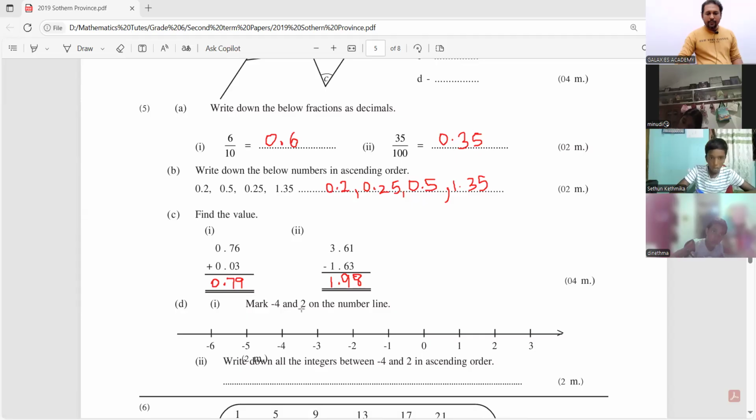Mark -4 and 2 on the number line. Right? First you have to mark -4 and +2. Then the last part given, write down all the integers between -4 and 2 in ascending order.